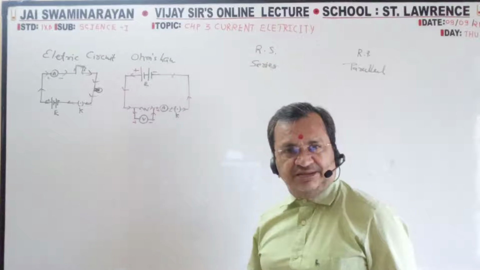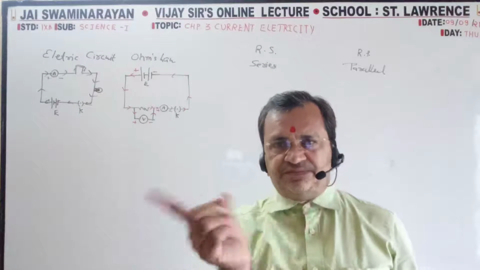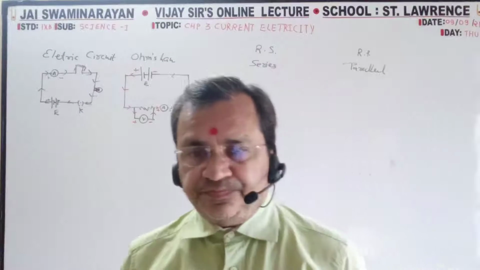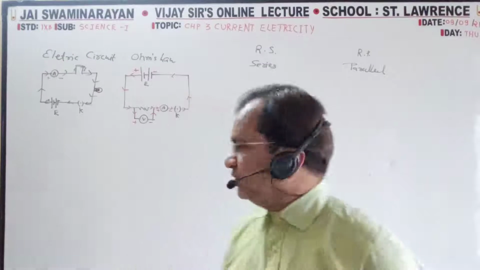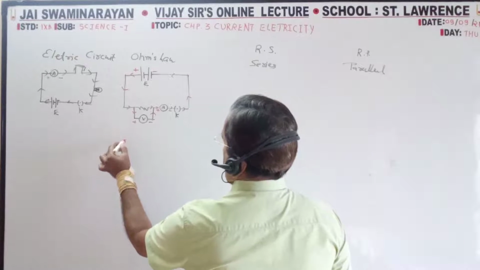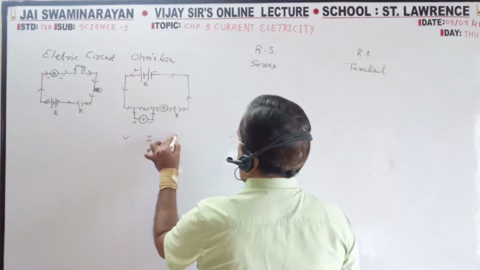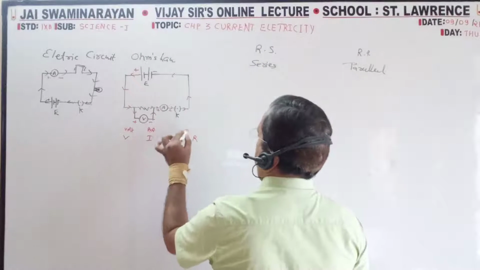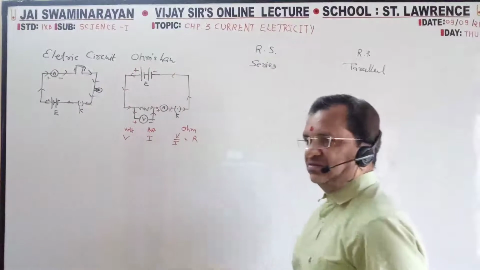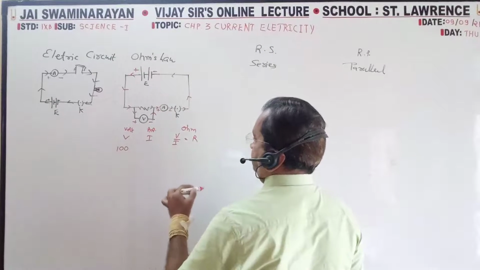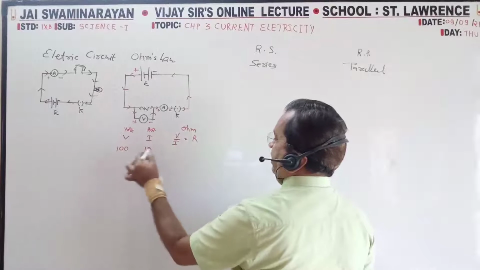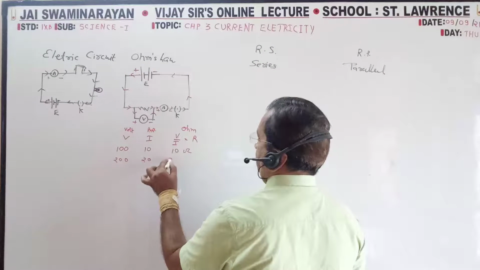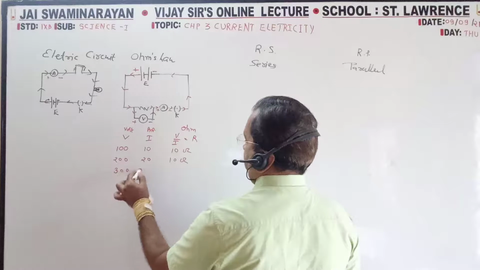Now when we start the electric current, this ammeter will fluctuate and the voltmeter will also fluctuate. We have to measure. Suppose it is 100 volt. This is 10 ampere. So 100 by 10 is equal to 10 ohm. Suppose it is 200, 20, again 10, 300, 30.